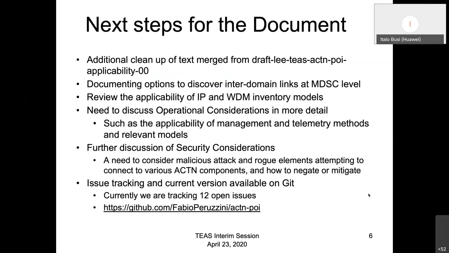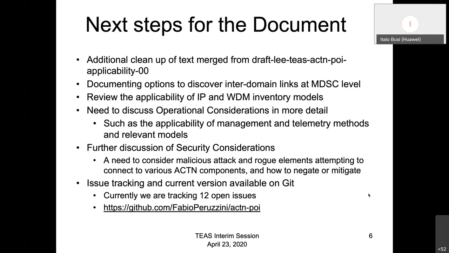Well, we have a lot of work in front of us. We are capturing all the open issues on the GitHub area. Some of the open issues that we are going to address are cleaning up the text. At this moment, we just pulled the text from the two drafts, so we have to align it to make it more one document rather than two documents put into one container. And we are discussing some other options in addition to LLDP to discover inter-domain links. We have a requirement from operators to discover some data about inventory, and we are trying to understand what is missing and what is the real requirement, and maybe we have to do more work on the operational and security considerations. So it's just an initial work.